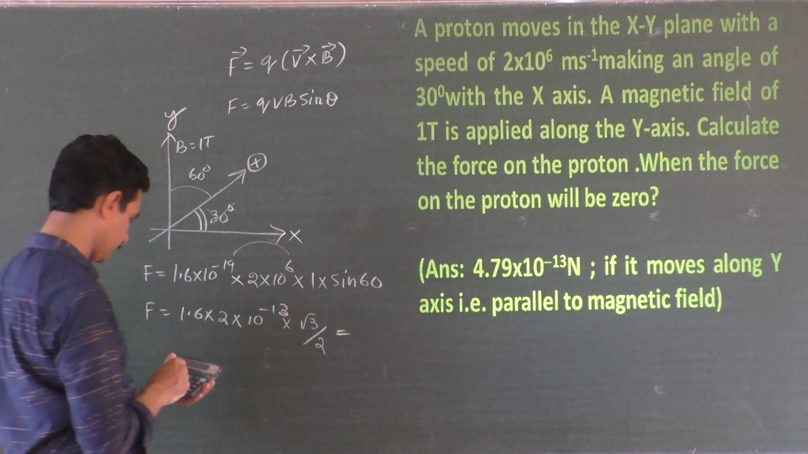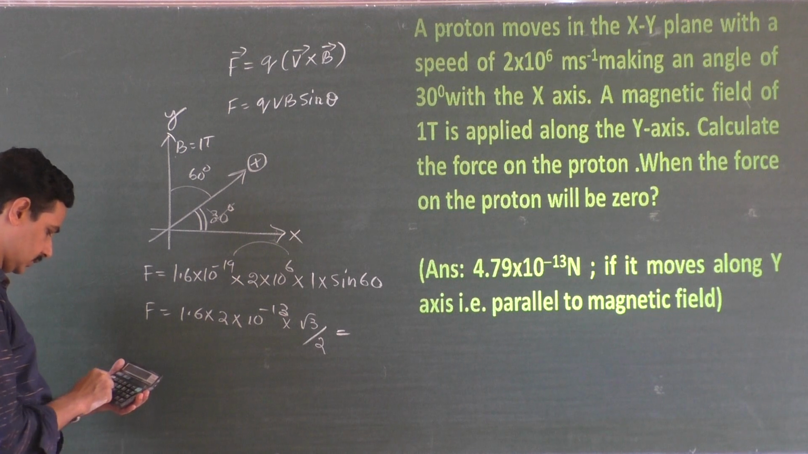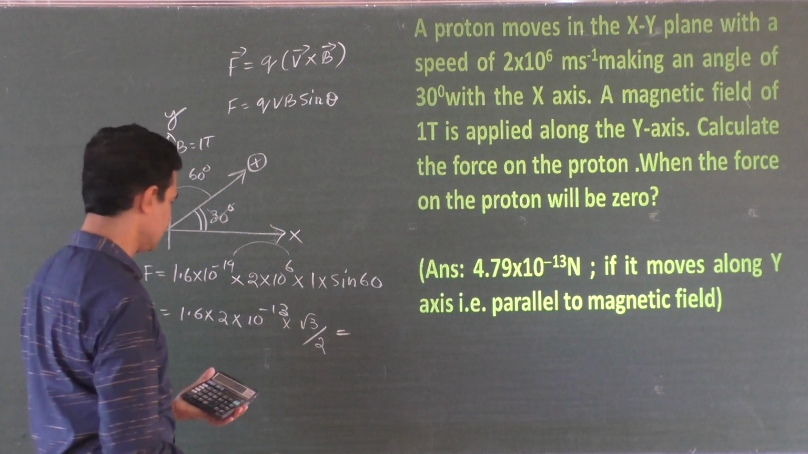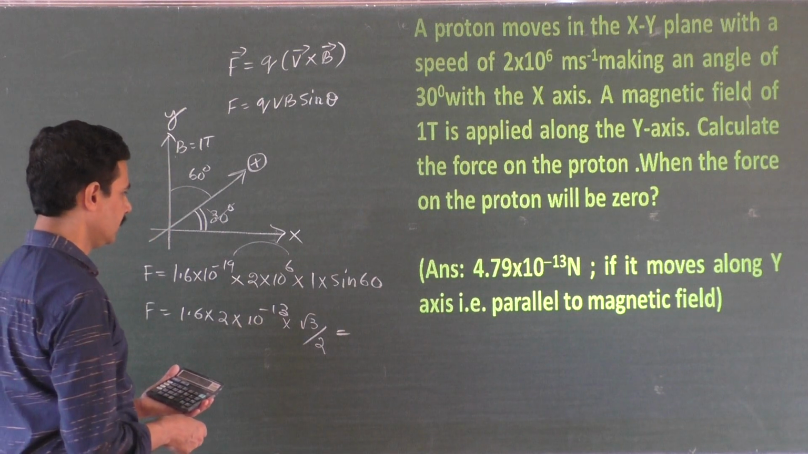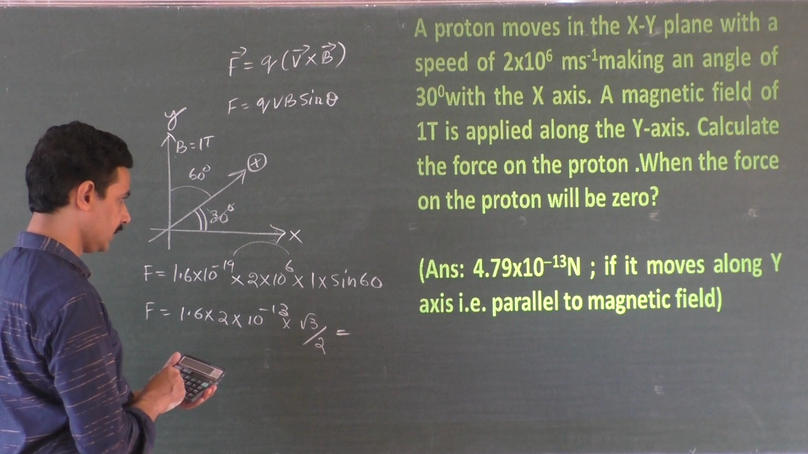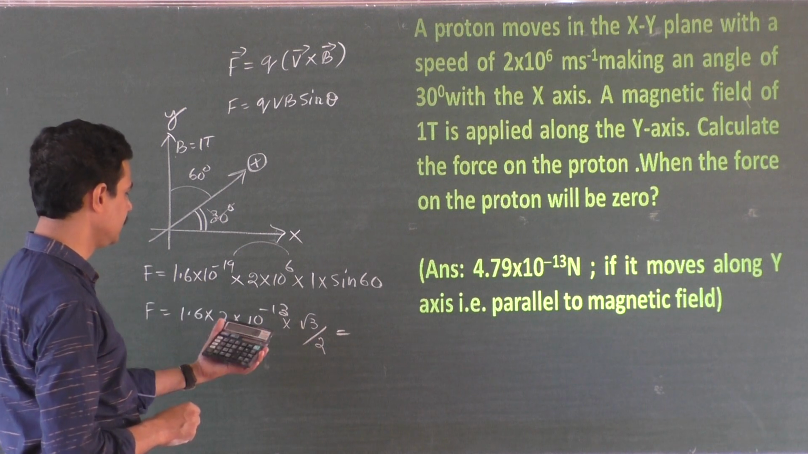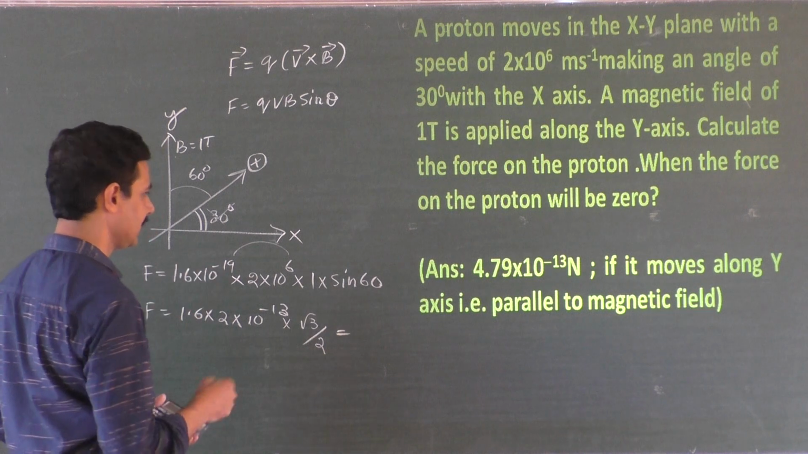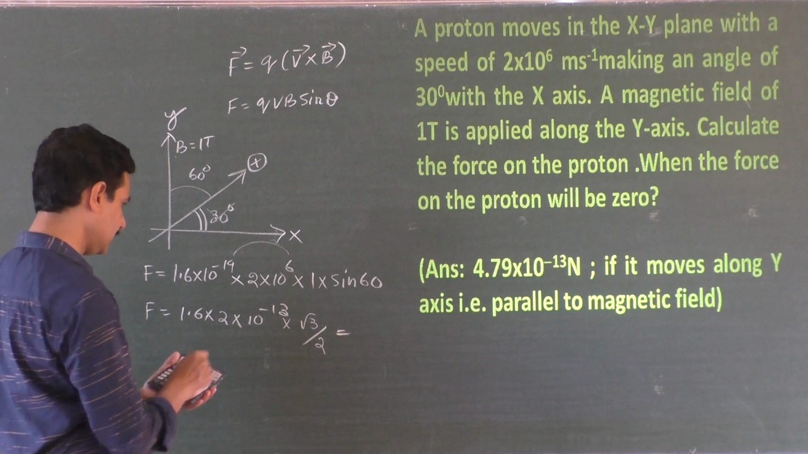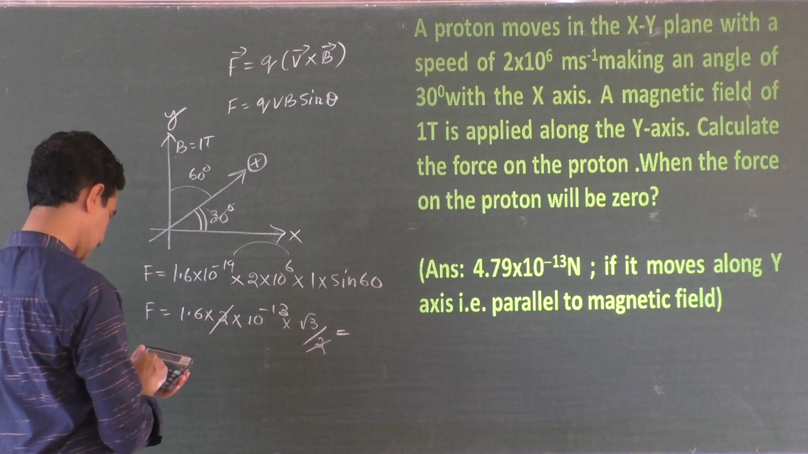Okay. So 1.6 into 2 into 1.732. You know what root 3 divided by 2 is. Oh, you could have cancelled the 2. You get this 2.77. QVB, B is 1 Tesla, sin 60, we are getting the answer 1.6 into directly this 1.732, right? Yeah, you get the answer.